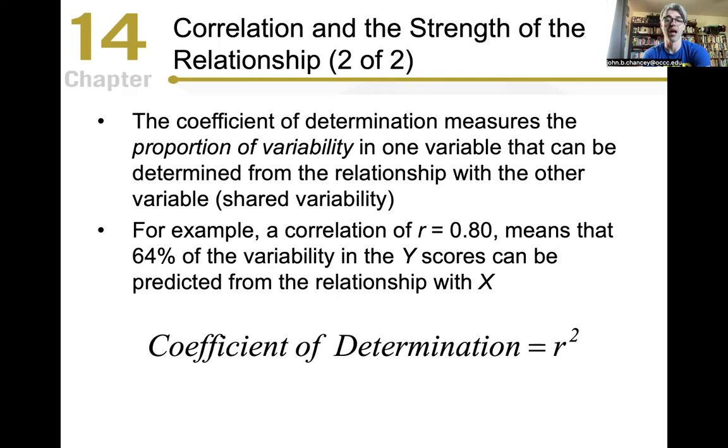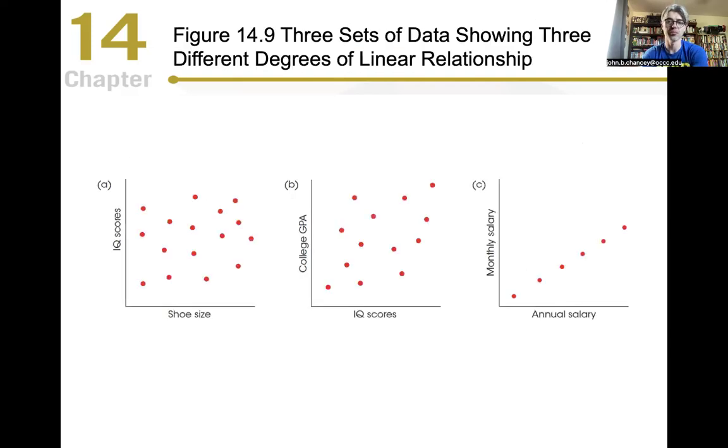As an example, if we have a correlation of R equals positive 0.8, that means 64% of the variability in our Y scores can be predicted by the relationship with X. So R squared: the higher that value is, the more shared variability there is between the X and the Y variables.